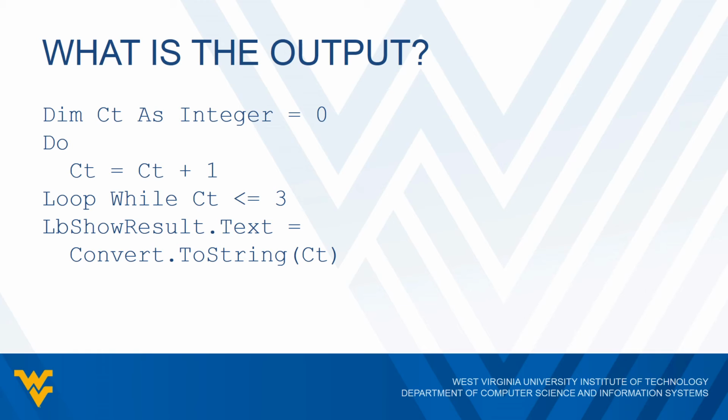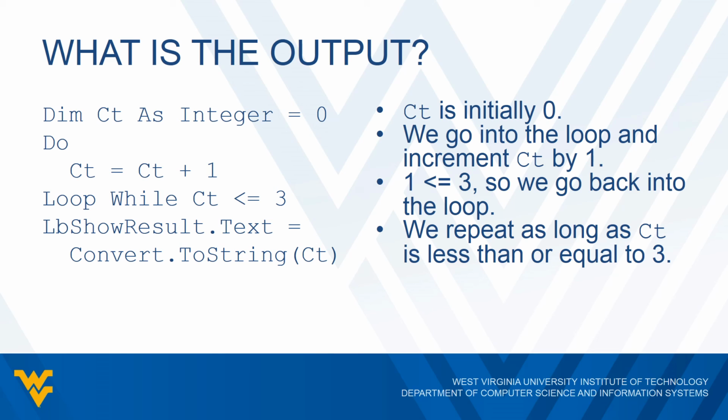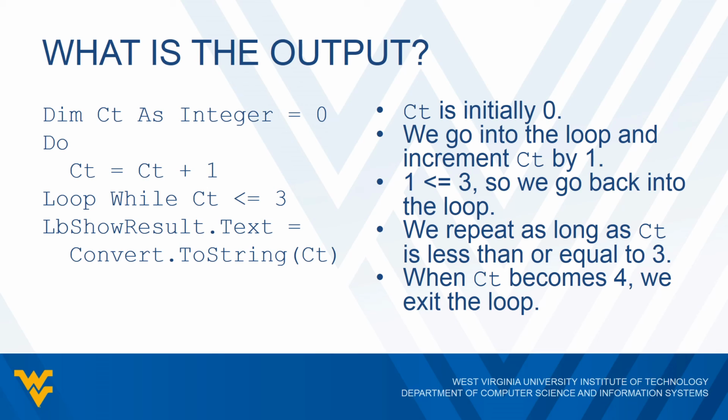In this case, CT is initially 0. Because this is a post-test loop, we're going to go into the loop right away and increment CT by 1. This means when we get to the condition, we're going to check to see if 1 is less than or equal to 3. This is true, so we'll go back into the loop. In fact, we're going to keep repeating this as long as CT is less than or equal to 3. So whenever CT becomes 4, we're going to exit the loop. Therefore, the output in this case is going to be 4.